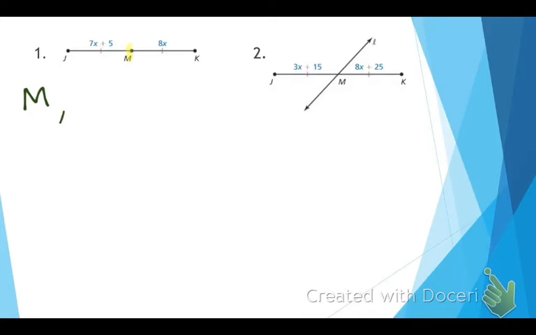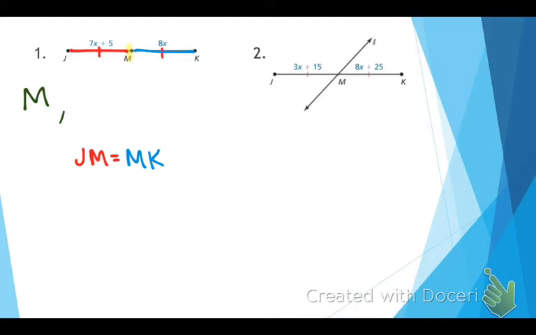And then, what do these tick marks mean? That's where they're congruent. Good. So the length of JM is going to be equal to the length of MK. This is 1.1 to 1.3 quiz review. So the length of JM is going to equal the length of JK.